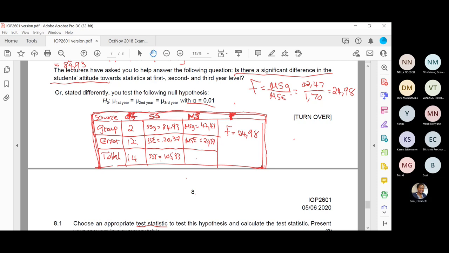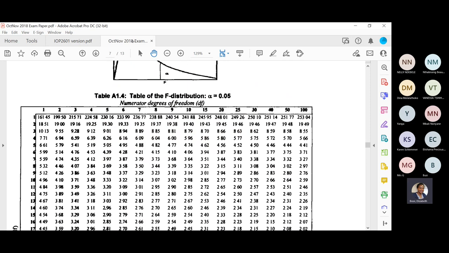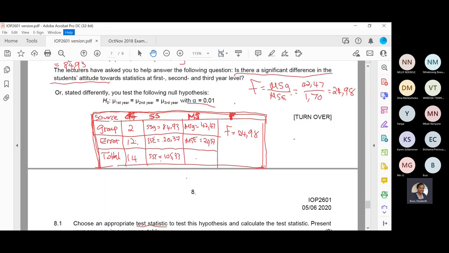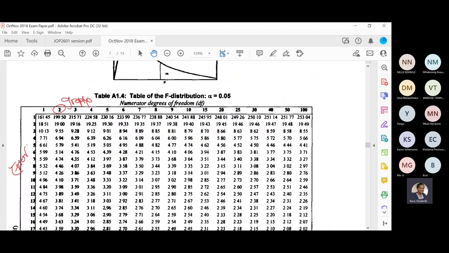So here we'll look for group, degrees of freedom for group, and the degrees of freedom for error on here. So let's go there. So it is 2 and 12. So we're looking for 2 at the top and 12 at the bottom. So that will be 3.89. That is your critical value. Oh, sorry, that's the other thing. Wait.